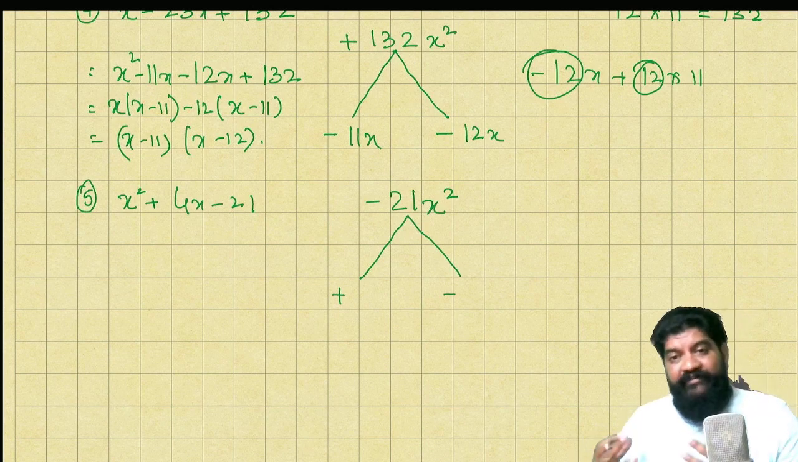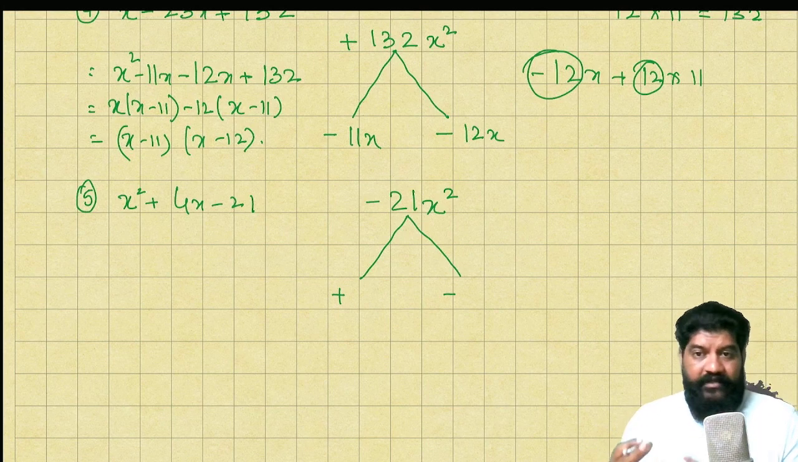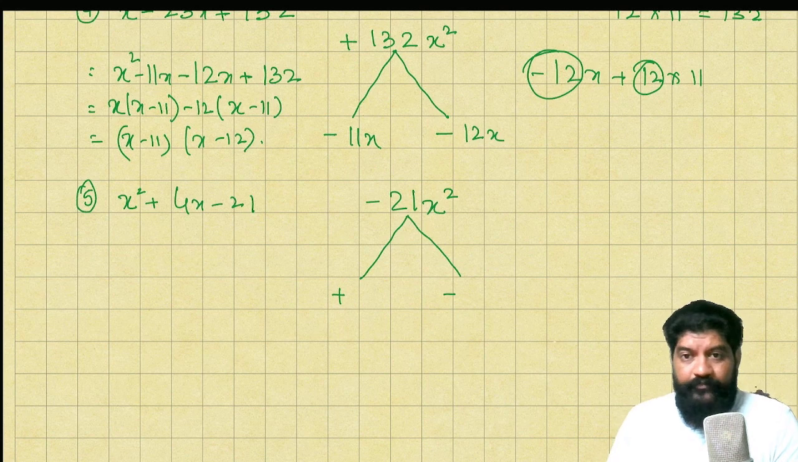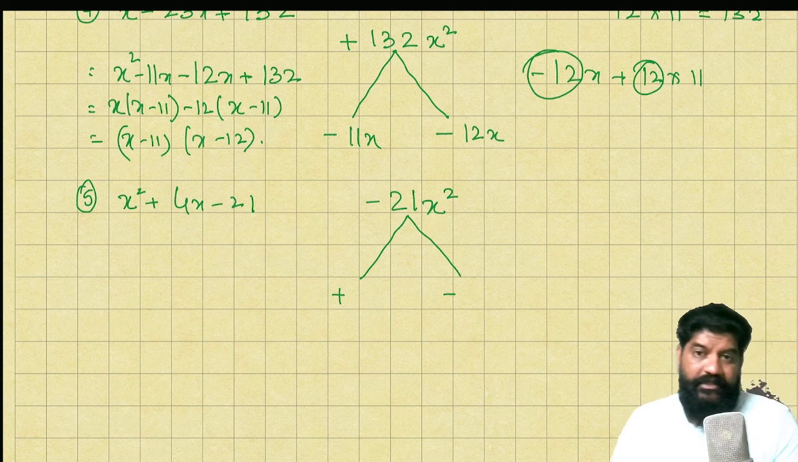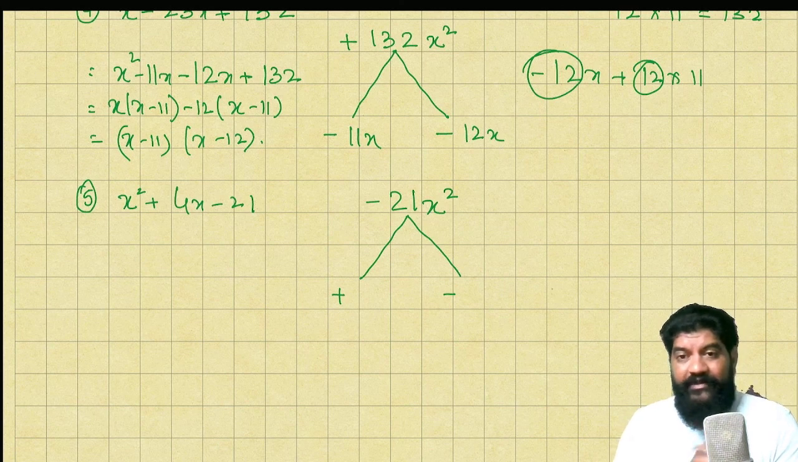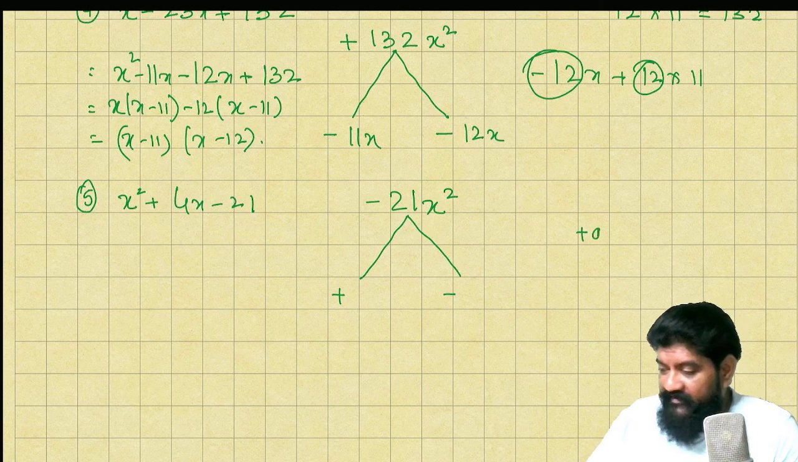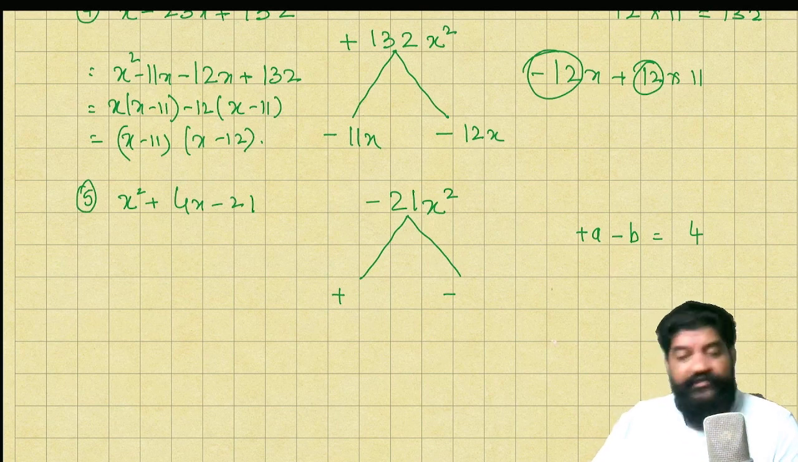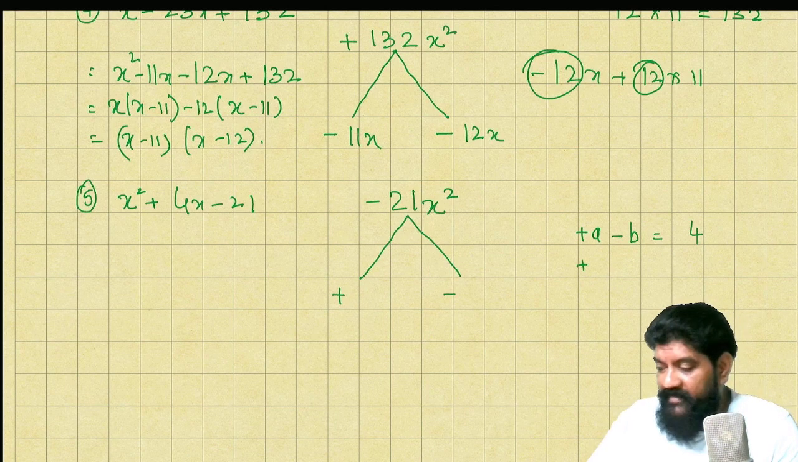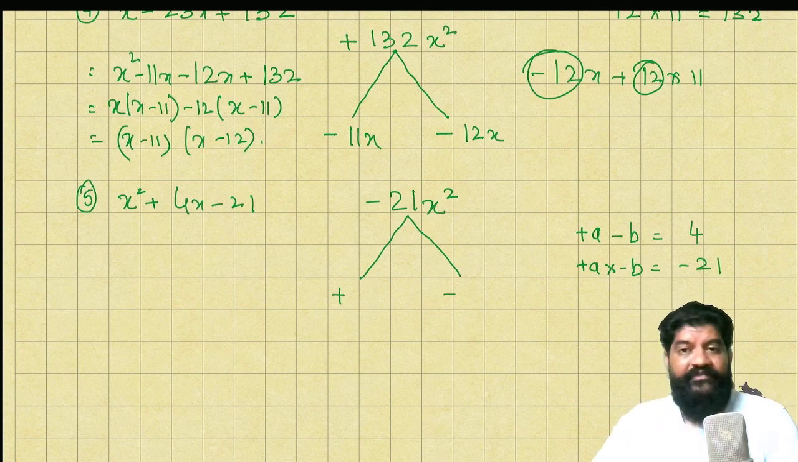When a positive number and a negative number come together in addition and subtraction, the sign is taken of the bigger number. So I know now that the bigger number is positive and the smaller number is negative, and the difference between the two numbers has to be 4. So plus a and then minus b needs to result in 4, and plus a into minus b needs to result in minus 21. Now that's the goal.